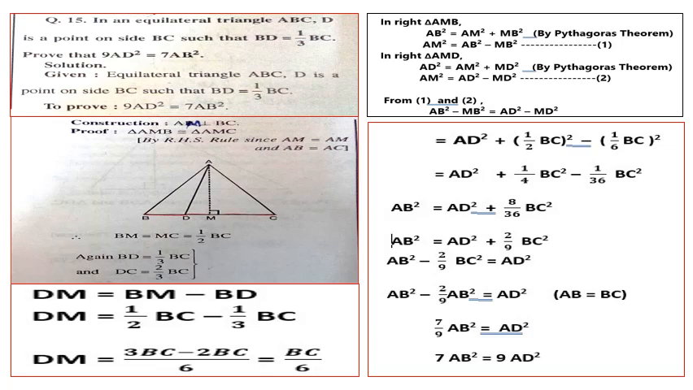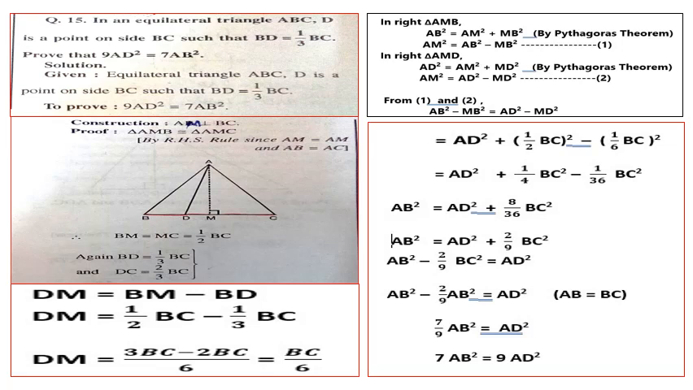Therefore, AB square is equal to AD square plus half of BC the whole square minus 1 by 6 BC the whole square. That is, we are substituting the values for BM and MD. Then by taking LCM for 1 by 4 BC square minus 1 by 36 BC square, we get 8 by 36 BC square. That is, AB square is equal to AD square plus 8 by 36 BC square.